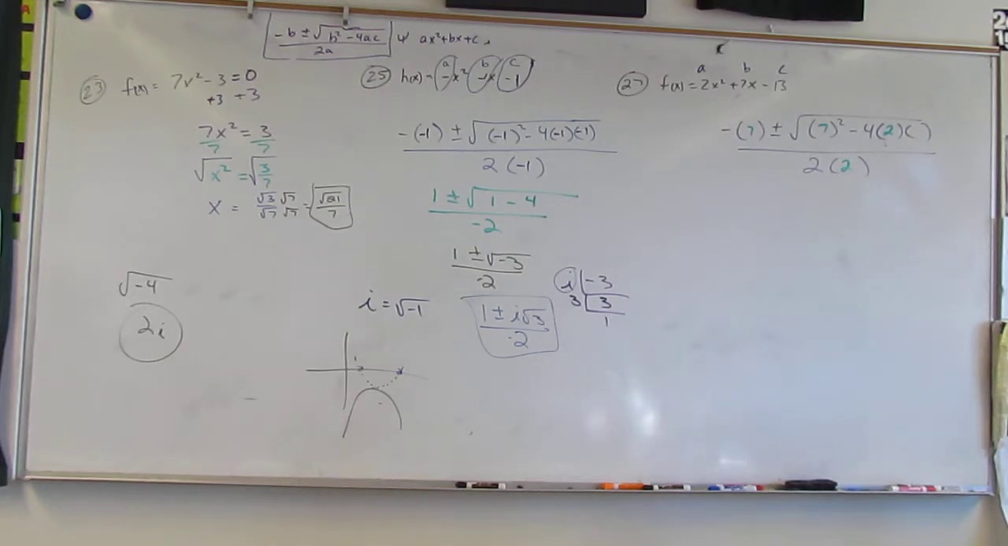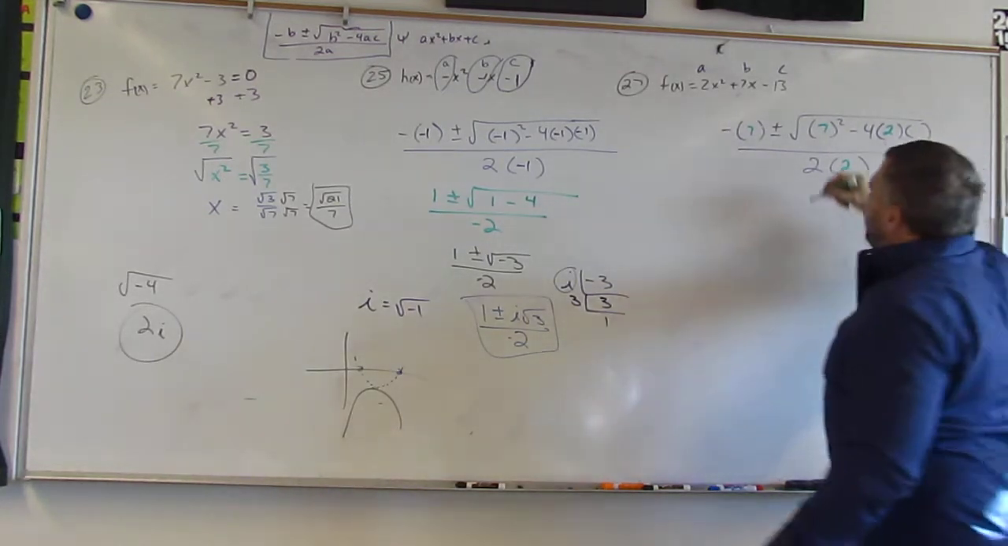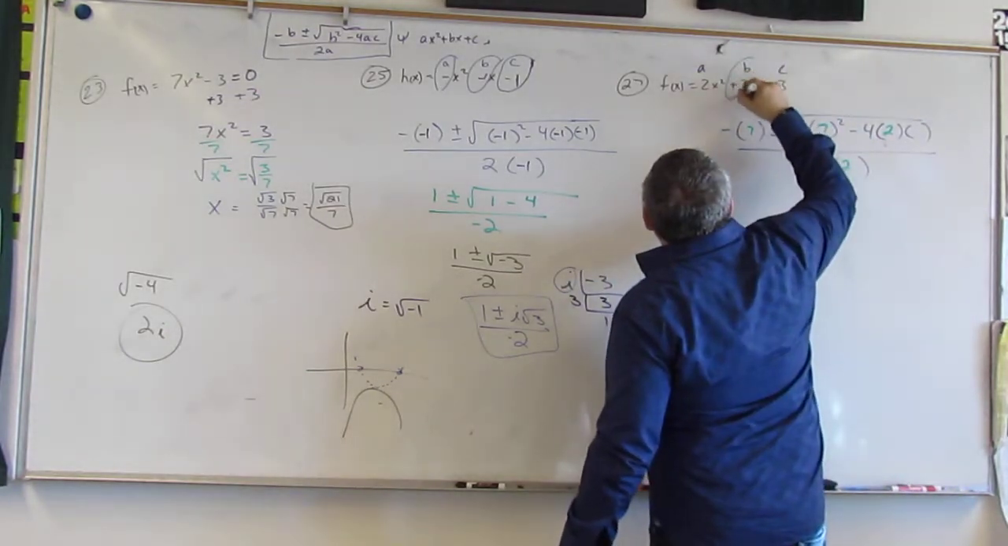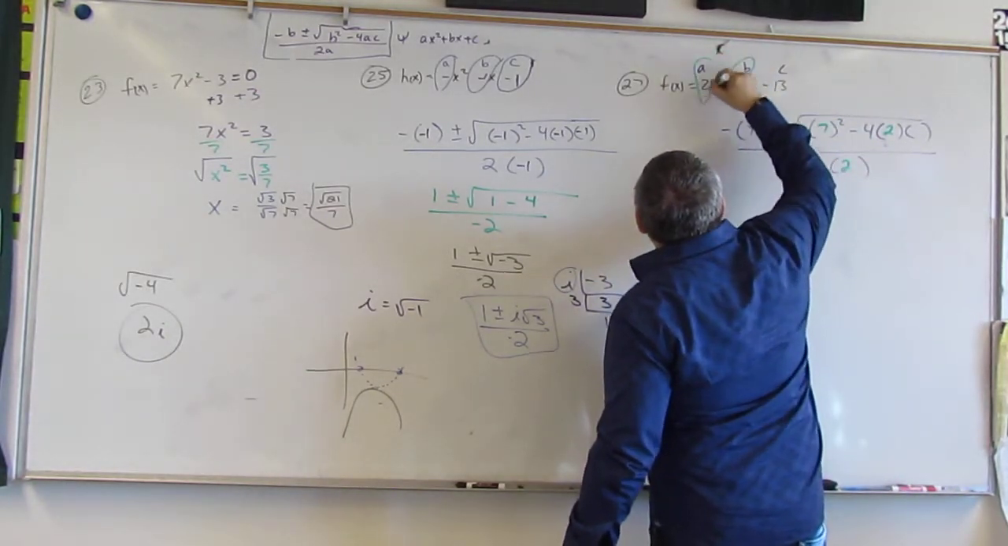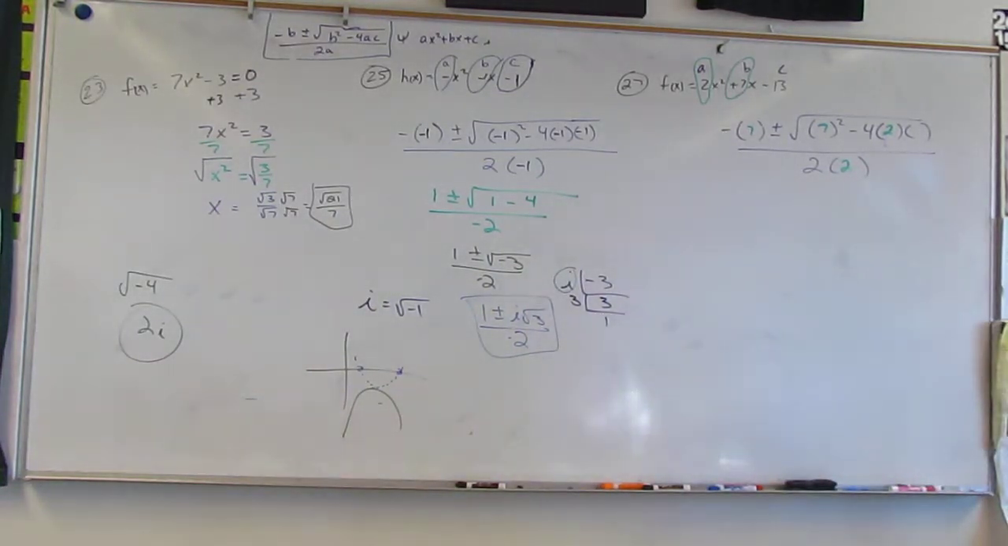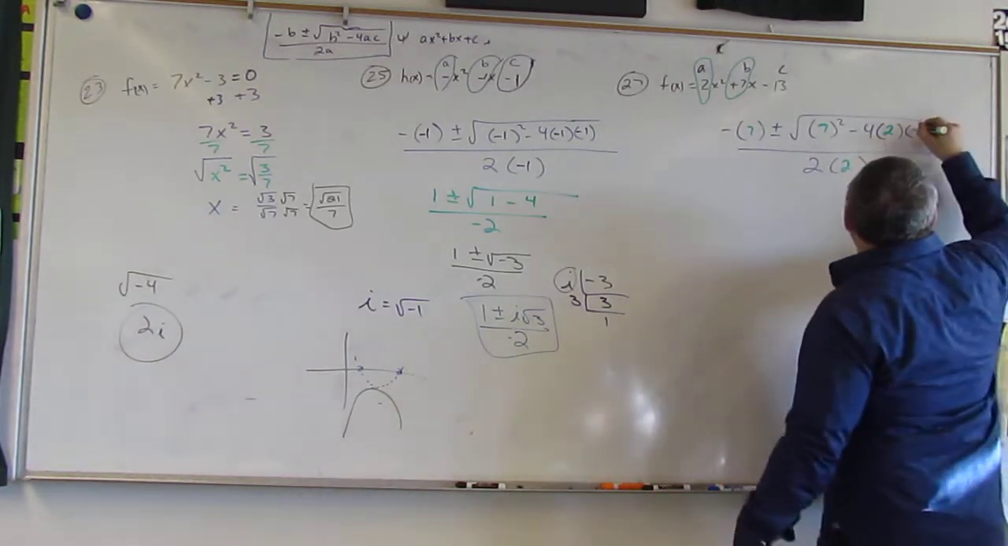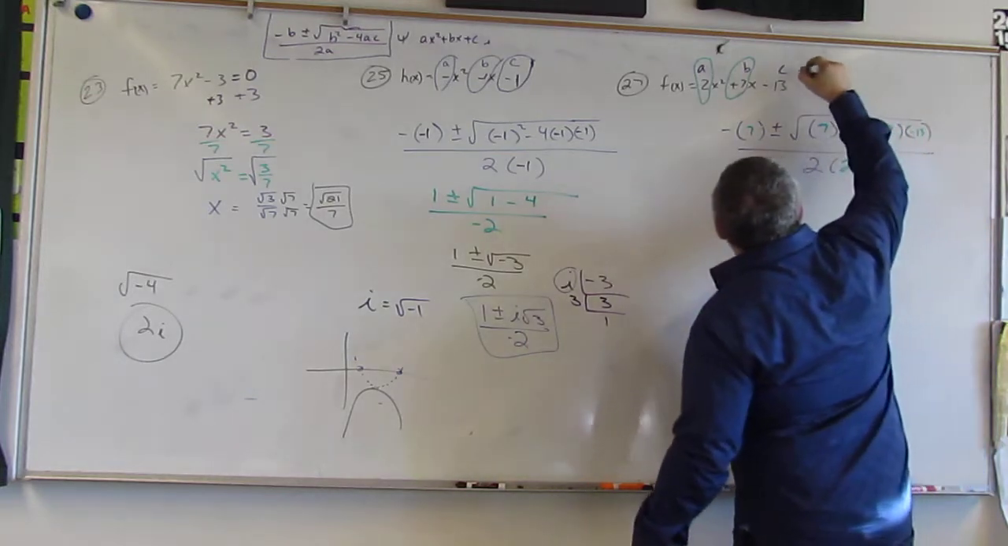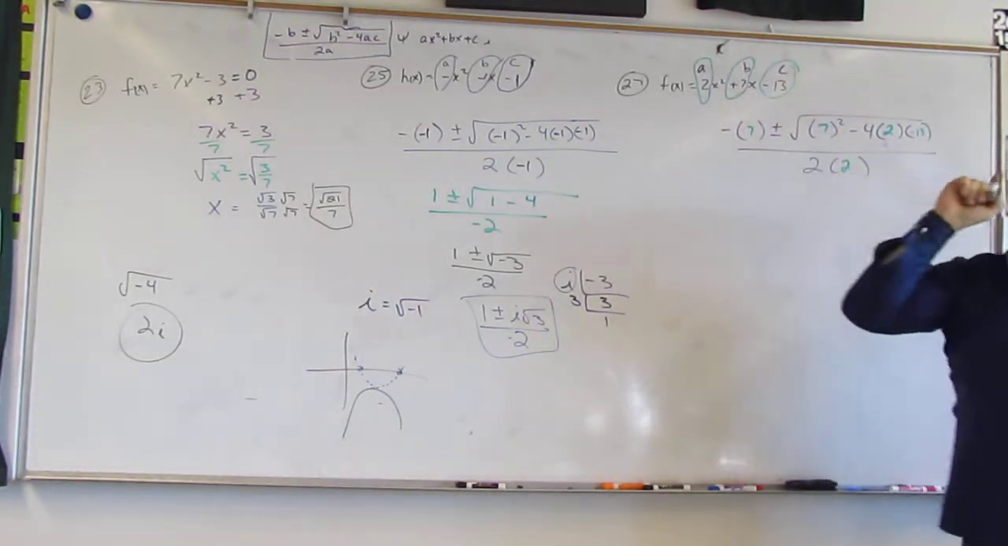This happens all the time. Be careful. B and A do not involve the x. They're just the numbers. It does involve the sign, but not the x. Annie, what's C? Negative 13. It does include the sign, right?